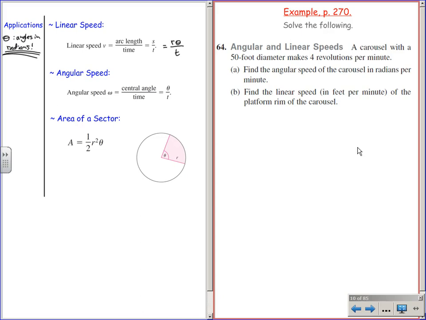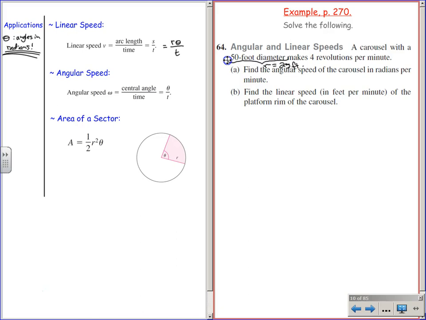Wait, diameter? We haven't talked about diameter this whole section. But what is diameter? 2r. If diameter is 50, radius is used a lot and diameter isn't. 4 revolutions per minute. That sounds like a speed, doesn't it? 4 rounds per minute, yeah.